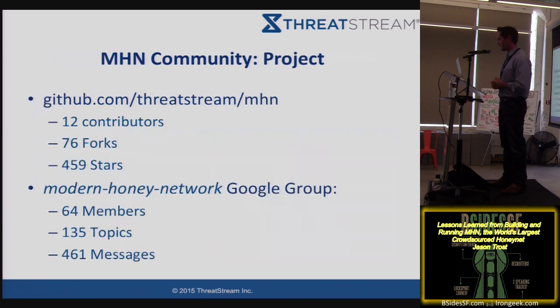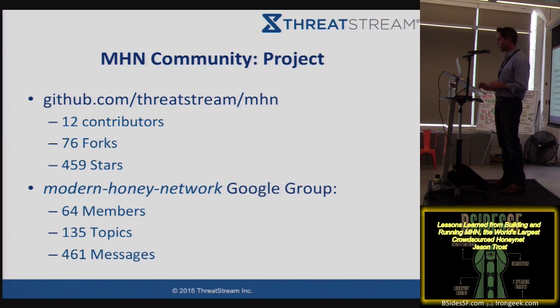Here's some stats about the actual project. MHN is an open source project using the LGPL license. We have 12 contributors who've contributed code back, and we've merged their contributions in pull requests. There's 74 forks on GitHub, 459 stars. We have a really active Google group for this project with 64 members, 135 topics, and 461 messages. We probably get a few messages per day. They kind of spike here and there, but it's a very active group. So if you're using MHN and you need help, definitely ping the group and we'll try and get back to you.